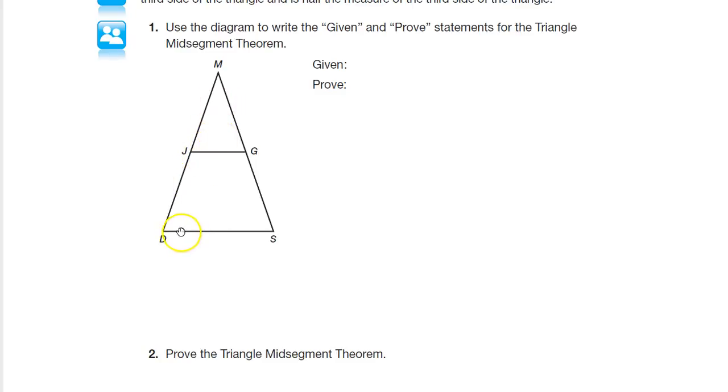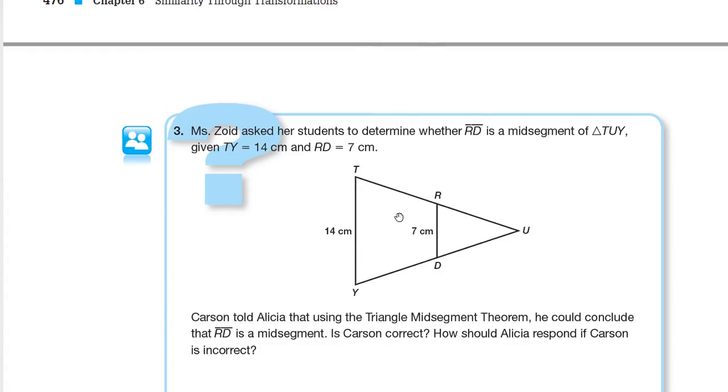Then you're going to prove that these triangles are similar, which is really simple, because you have corresponding angles of parallel lines and a transversal. And so those two angles are congruent, and of course angle M is congruent to itself. So triangle MJG is similar to triangle MDS by angle similarity. Therefore the sides are proportional. If the side here is 1 to 2, then this side here is 1 to 2 as well. If this is half of that, then this is half of that. And that's really all you're trying to prove there.